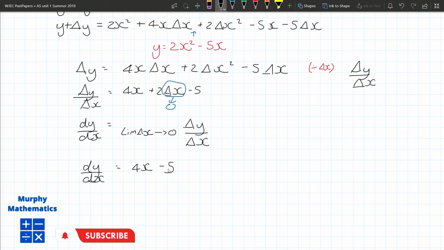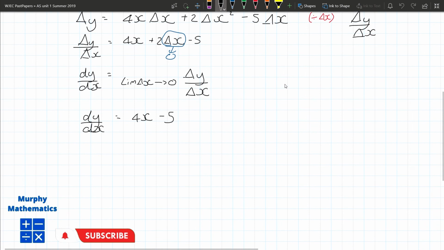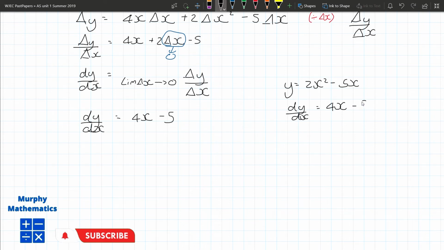And we can just double check this. So this is our answer. We can double check it by differentiating normally. So we have y equals 2x squared minus 5x. If we were to differentiate that, we have dy over dx equals, so we times by the power, bring the power down. So we're going to have 4x power 1, so we don't write that in, minus 5. And we can see that's what we have over here, so we know we've gone right.